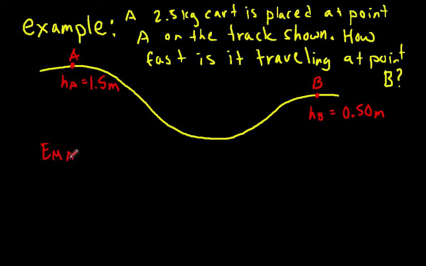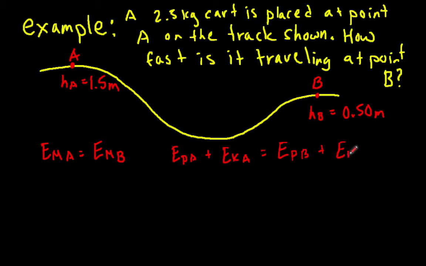Here's how we do this calculation. We know that the mechanical energy at point B must equal the mechanical energy at point A because of the law of conservation of energy. That means the potential energy at A plus the kinetic energy at A must equal the potential energy at B plus the kinetic energy at B. We know at point A, because the cart was just placed on it, it had no speed, therefore the kinetic energy at point A was zero.